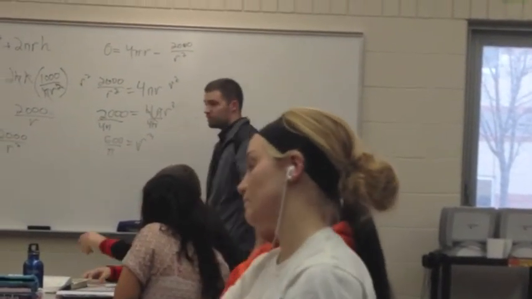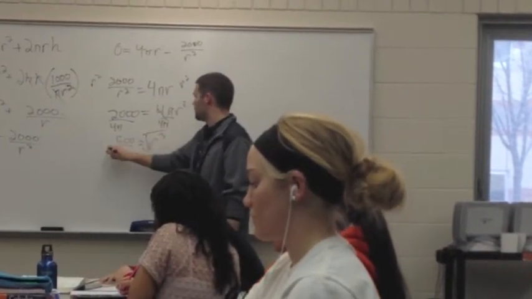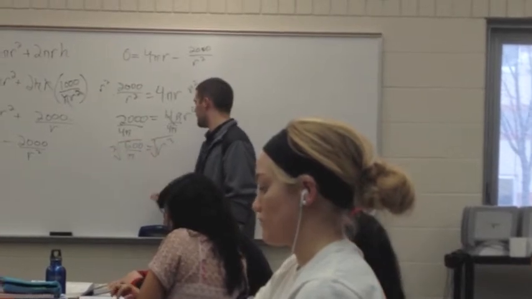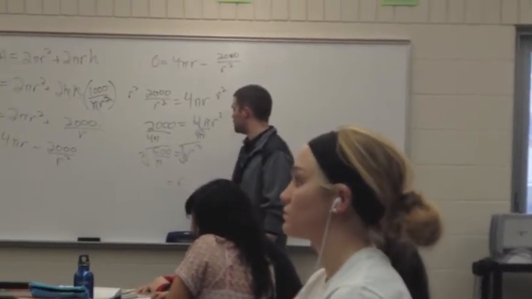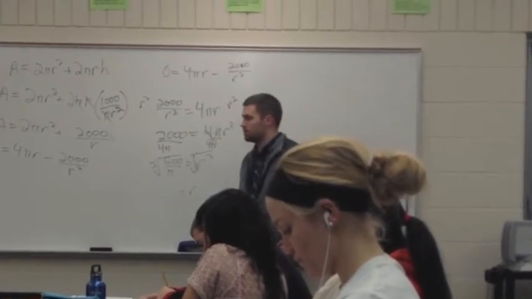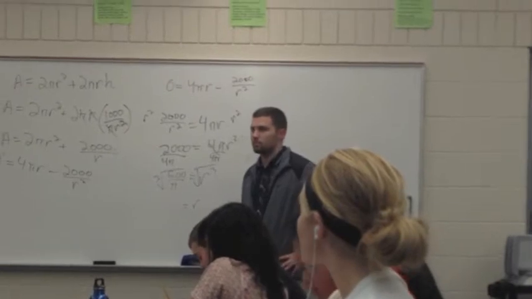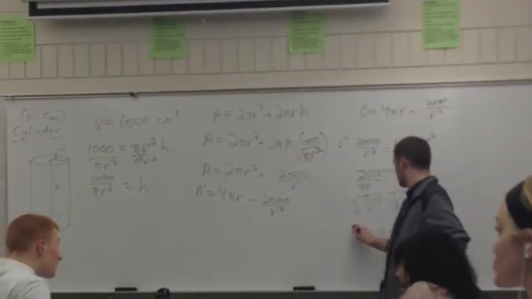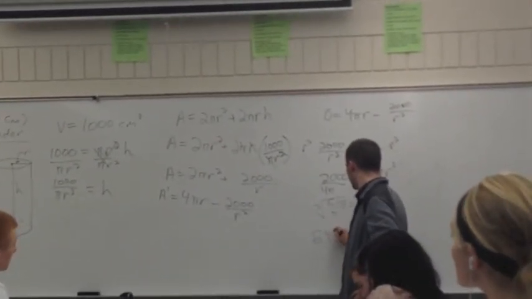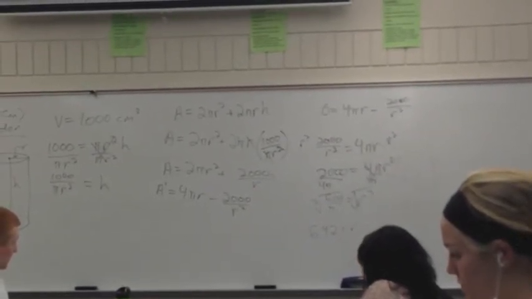Last thing I do to solve this thing for r, this doesn't come out as nice as the last one, right? Cube root, and I guess we can just estimate, what is the cube root of 500 divided by pi? 5.42. Alright, so that's the radius.